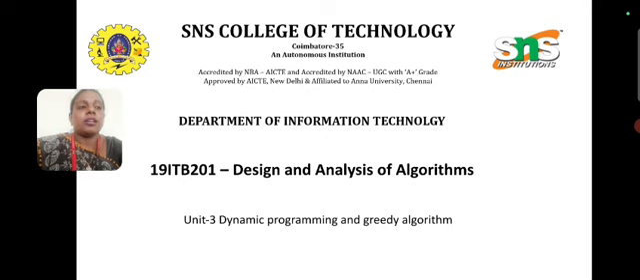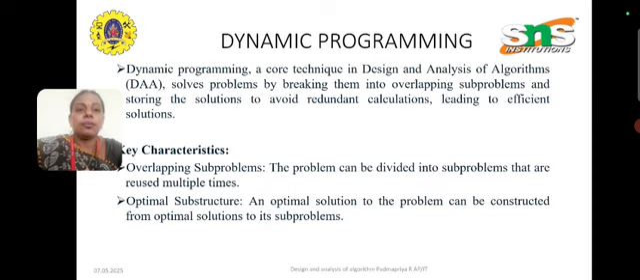Today, I am going to talk about DAA, the Design and Analysis of Algorithms, as you all know. In DAA, we are going to see the topics of dynamic programming and greedy algorithm. So, what is dynamic programming?